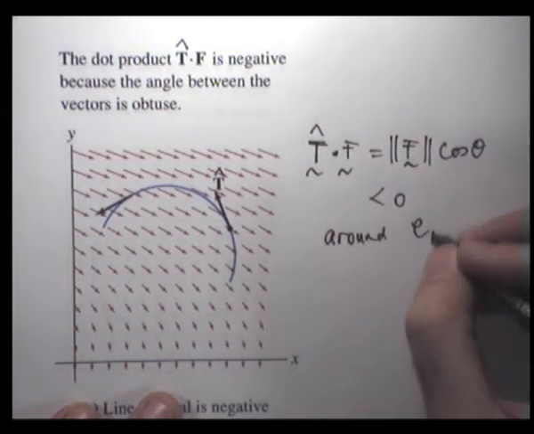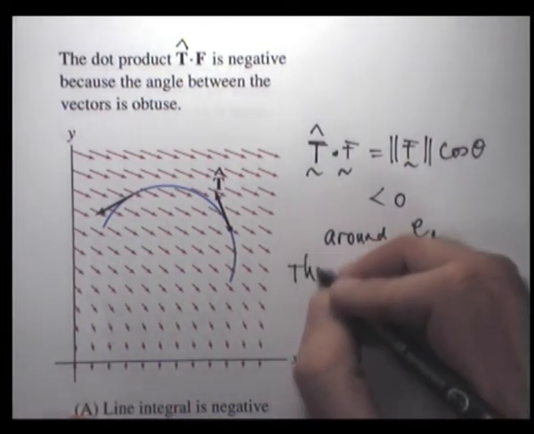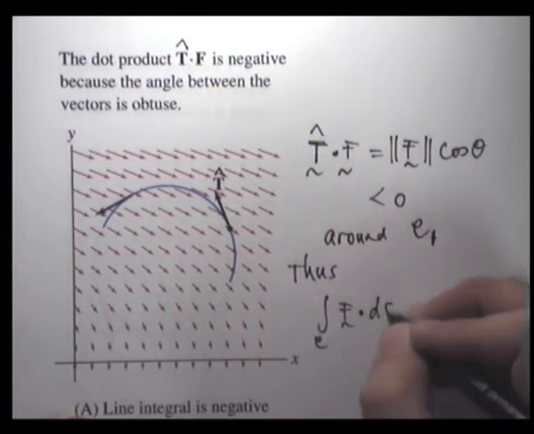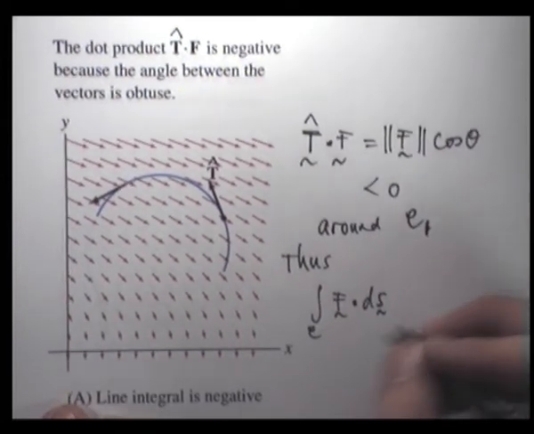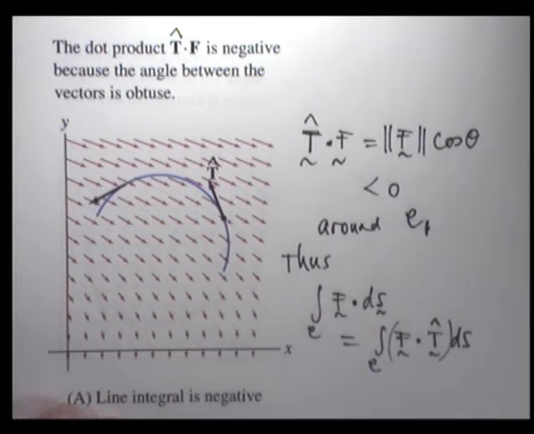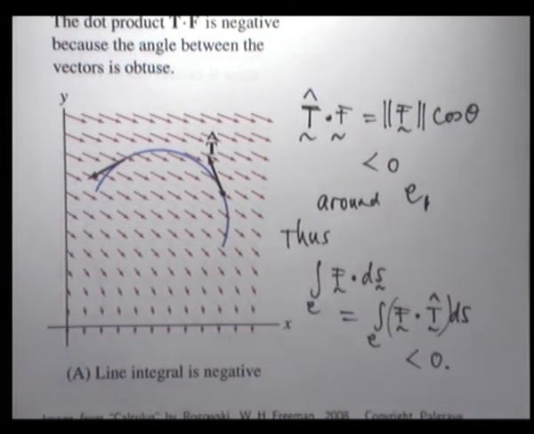Right, let's call this C1. Okay, curly C1. Thus, the integrand here is negative, so the line integral must be negative. All it comes down to is the angle between the vector field and the unit tangent vector. It's not rocket science. Okay?